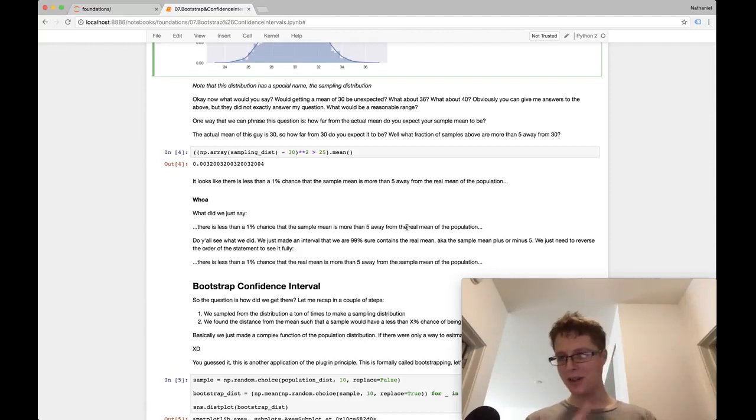Let's go ahead and rearrange the order of this, and this doesn't matter. All I said is one was within some distance of another. Let's rearrange the order. There's a less than 1% chance that the real mean is more than 5 away from the sample mean of the population.